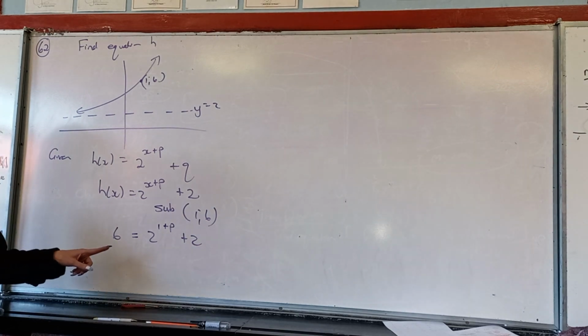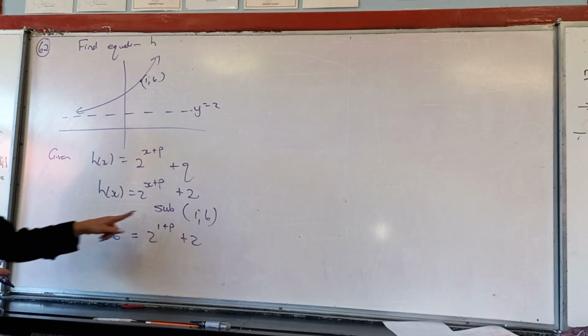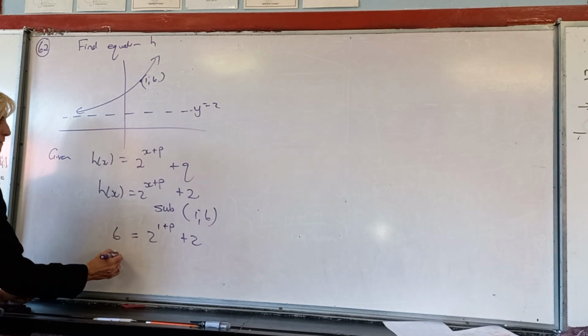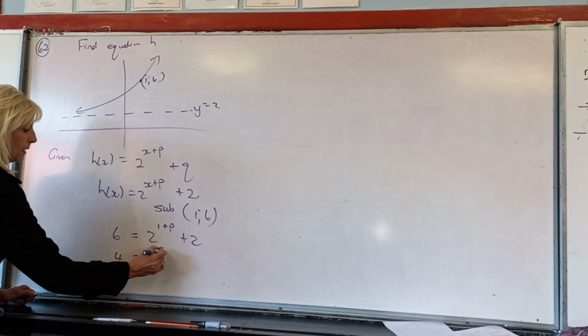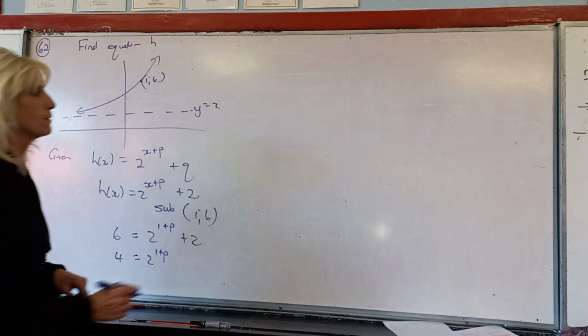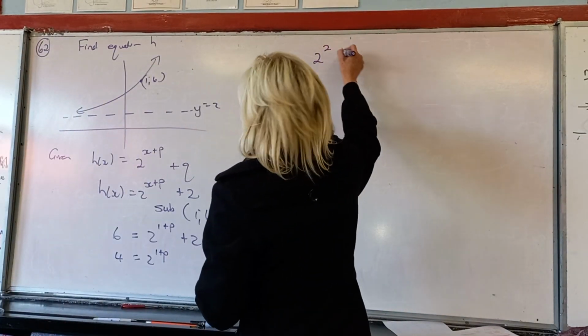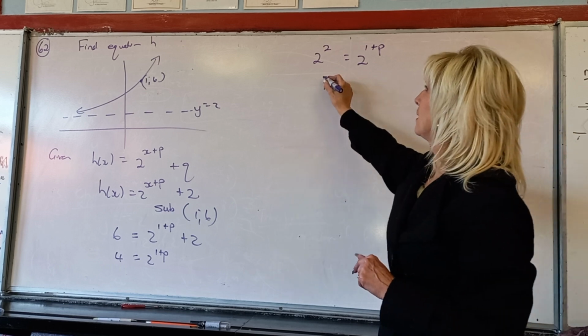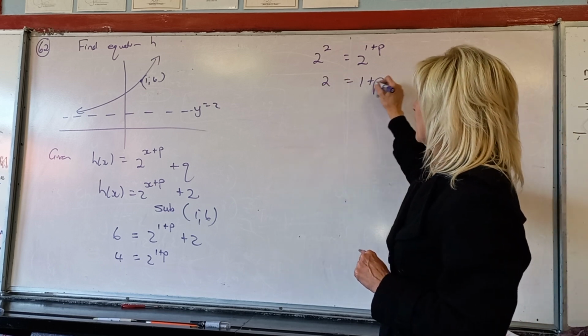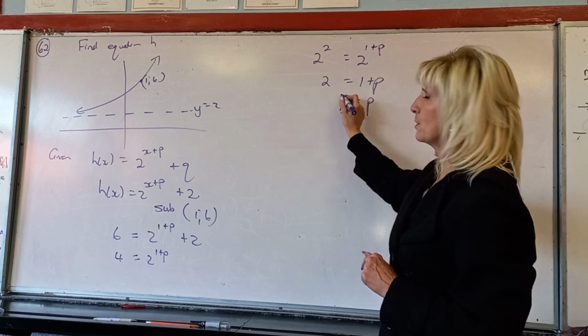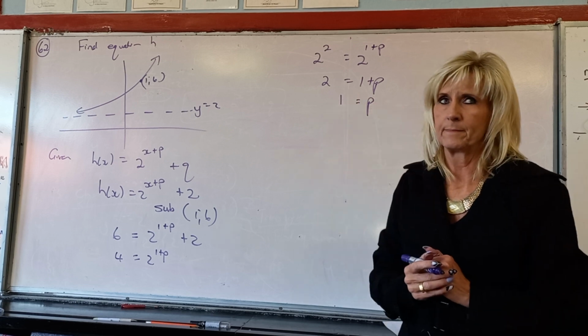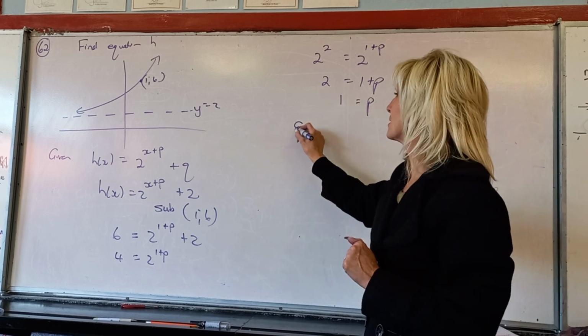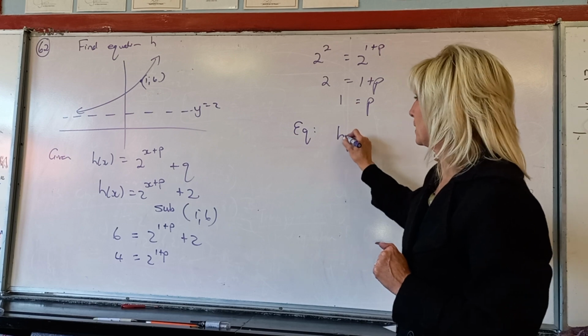So first of all, take the 2 across and it becomes minus 2, so I'll have 4. Happy on that? Yes. Then we'll change the 4 into 2 to the power of 2. And then we make a mathematical logical deduction. So that means that p is going to be equal to 1. Done. Yeah. No, you've got to answer the question, the equation then of h.